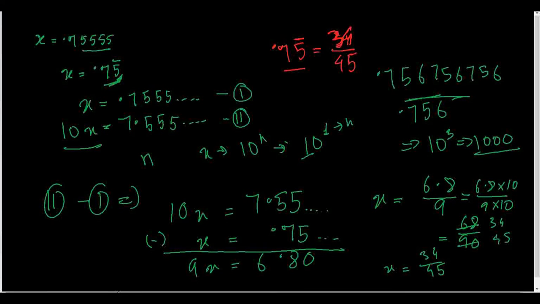So the key thing to note is that if the number of digits repeating is equal to n, we have to multiply x by 10 to the power n. Here, since only one digit is repeating, we are multiplying x by 10 to the power 1, that is 10.